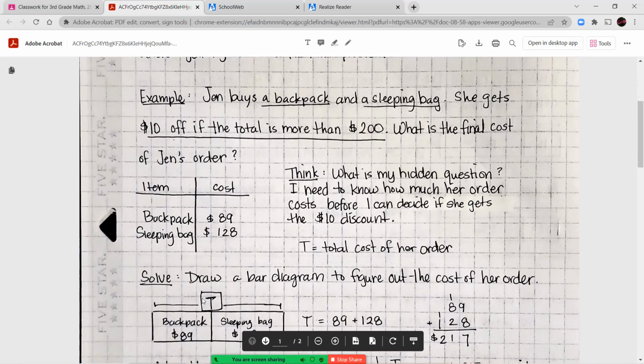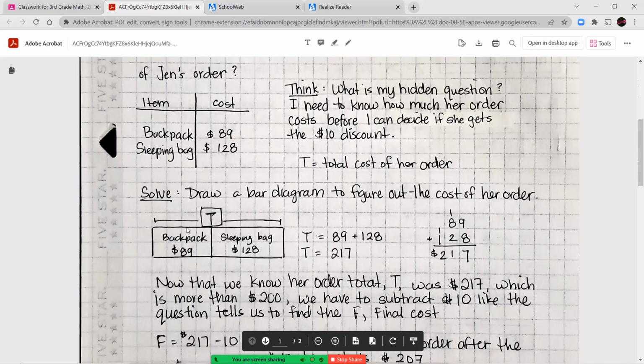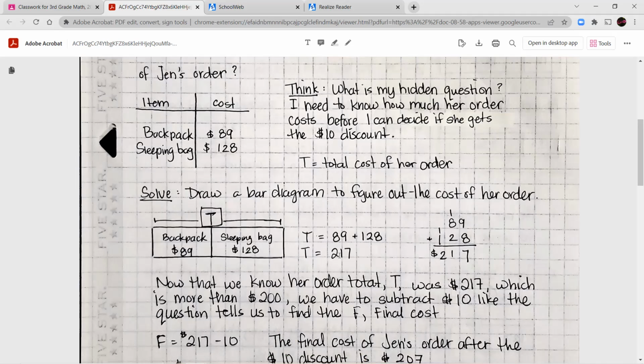So T is going to be the total, my whole number, that one's going on top. And in my bar diagram, I'm going to have 89, which is the cost of the backpack, and 128, which is the cost of the sleeping bag. Since there are two items that we're adding, our bar diagram is going to have two boxes, and T is going to be the total cost of both of those. So T is going to equal the backpack plus the sleeping bag, or $89 plus $128. And we did the addition over here on the side. T, or her total, is $217. Now that we know that her order was $217, which is more than the $200 they said in the question, we know that she's going to get that $10 discount. So her final cost is not $217.